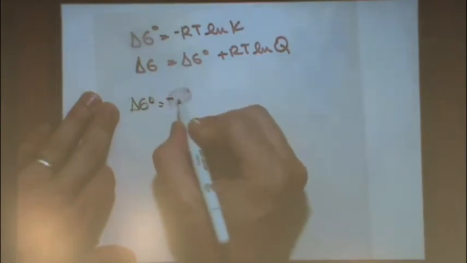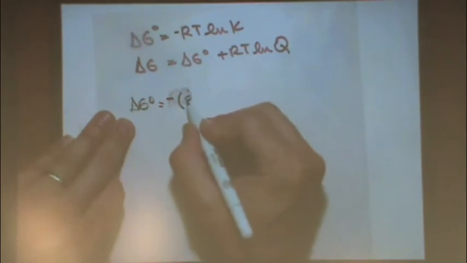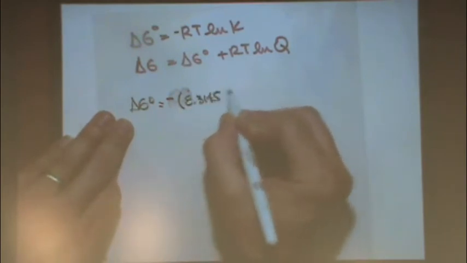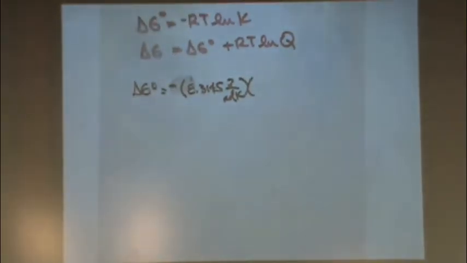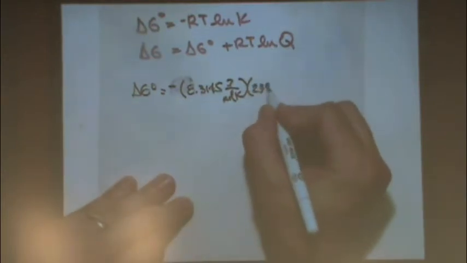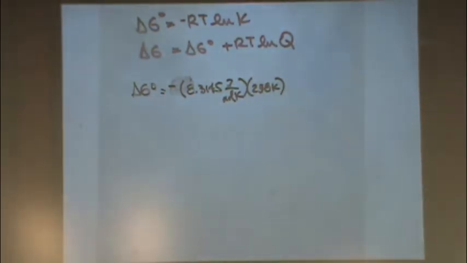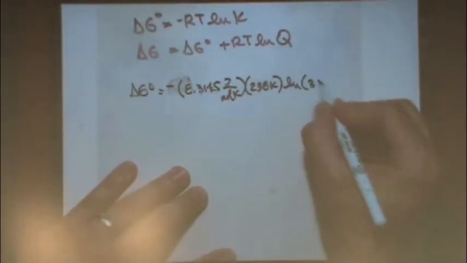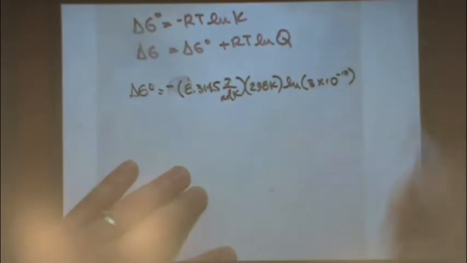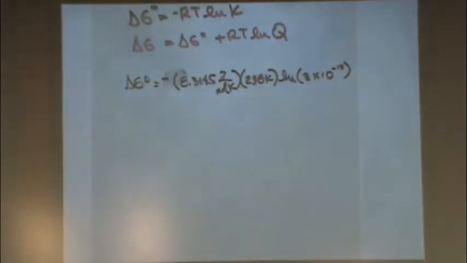I would say, well, negative delta G standard minus R, 8.3145 joules per mole Kelvin, times T. What temperature will I use right now if not specified? Yeah, 298, which is 25 degrees C. If not specified, that's your go-to temperature. Times the natural log of K. K was 3 times 10 to the minus 10 for the previous problem. This would give me delta G standard.